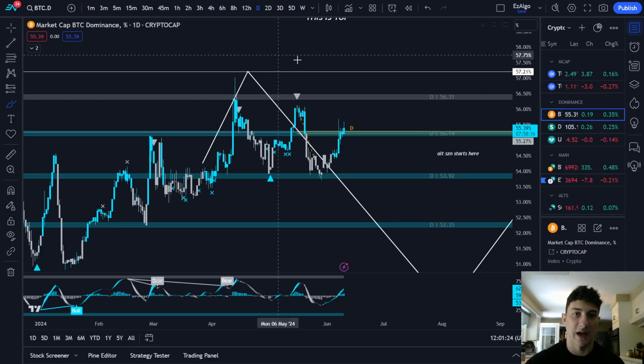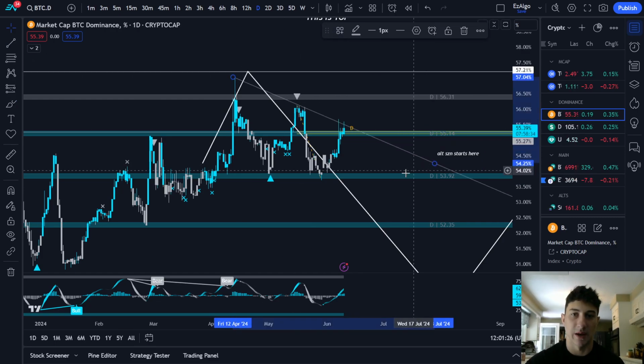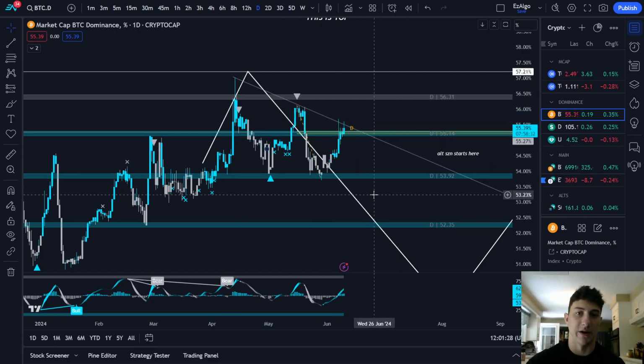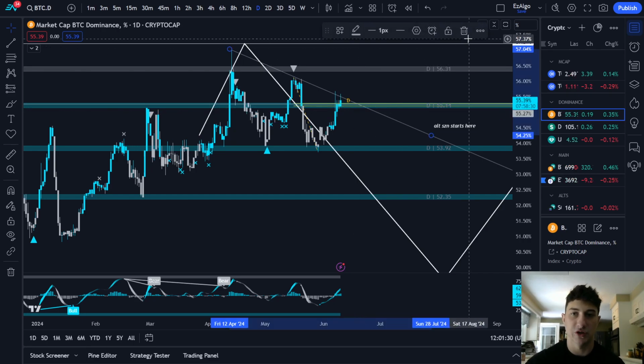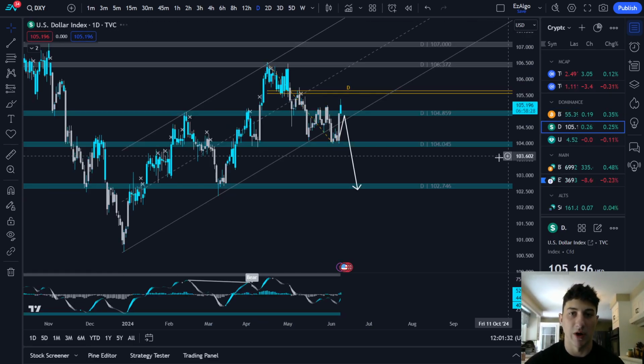We're also at that bearish trend line, right? So I want to see us fall from here. And that would also be very bullish for altcoins, which is mainly what I'm waiting for.